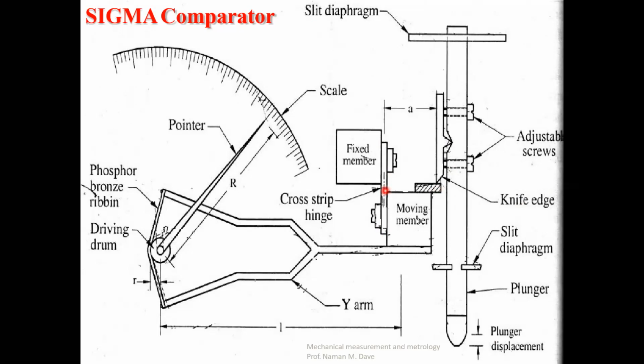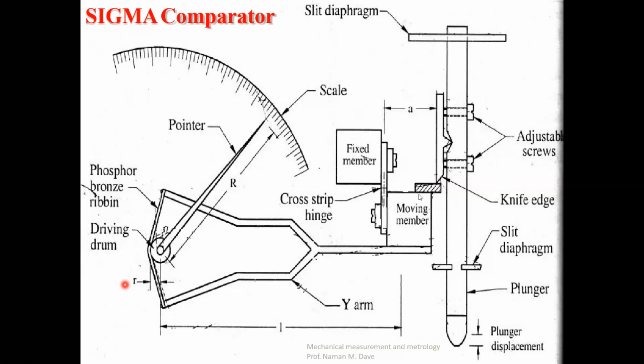The movement of this moving member is conveyed to this Y arm. This Y arm movement is transferred to the driving drum here, and finally the pointer attached on the driving drum rotates. This is the working of a sigma comparator, for small variations.